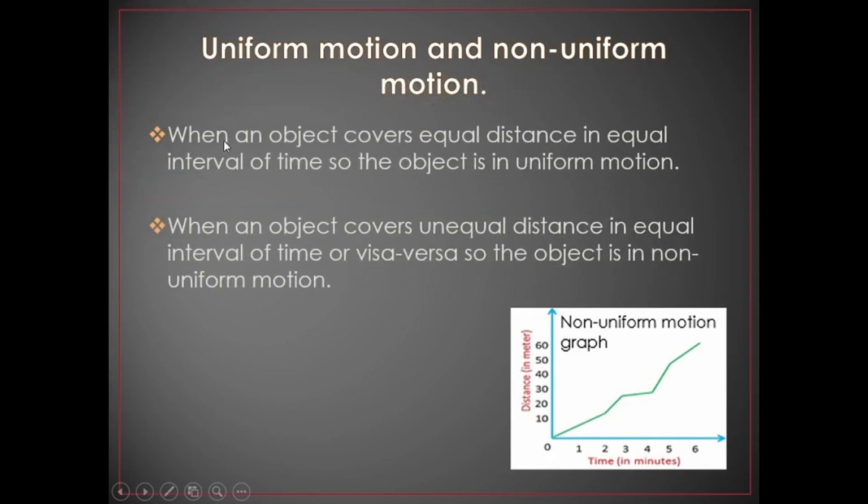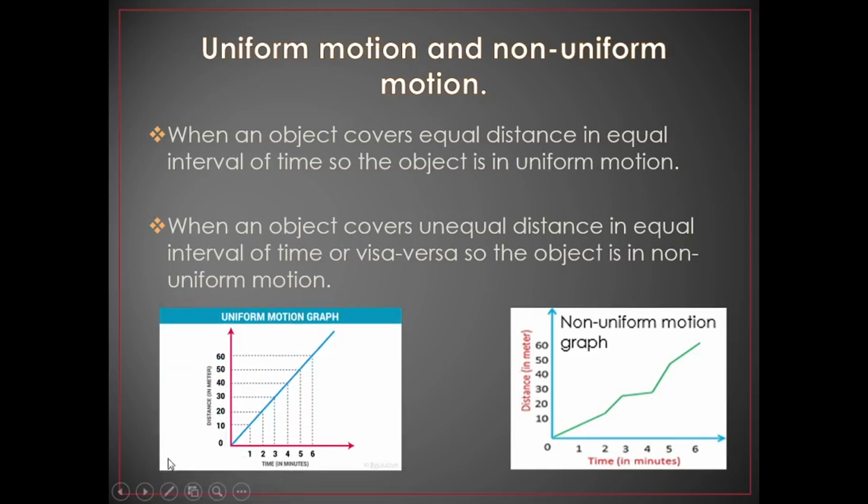What is it? When an object covers equal distance in equal intervals of time, the object is in uniform motion. You can see here, this is meters, so this is the distance-time graph, and this is 10 meters in 1 second. So you can say the speed is 10 meters per second.